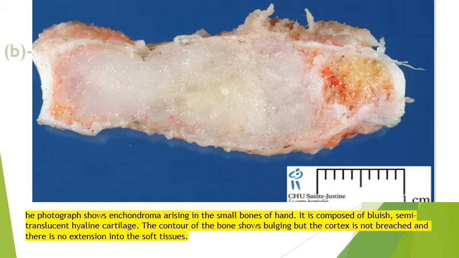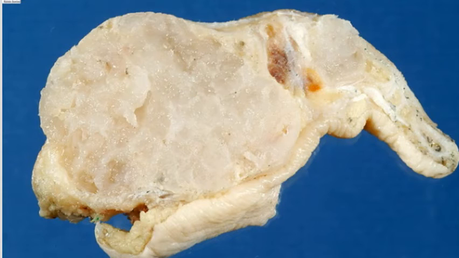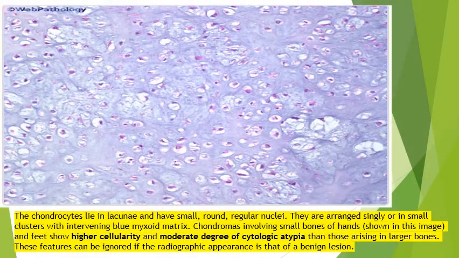Okay, this is another view, and as you can see, this is chondroma, and it looks exactly like the cartilage, glistening, semi-transparent, grayish white or bluish in color. And this is under the microscope. This is the hyaline cartilage. As you can see, we always recognize this hyaline cartilage by its bluish matrix, and there are lacunae, and inside the lacunae there are the chondrocytes.